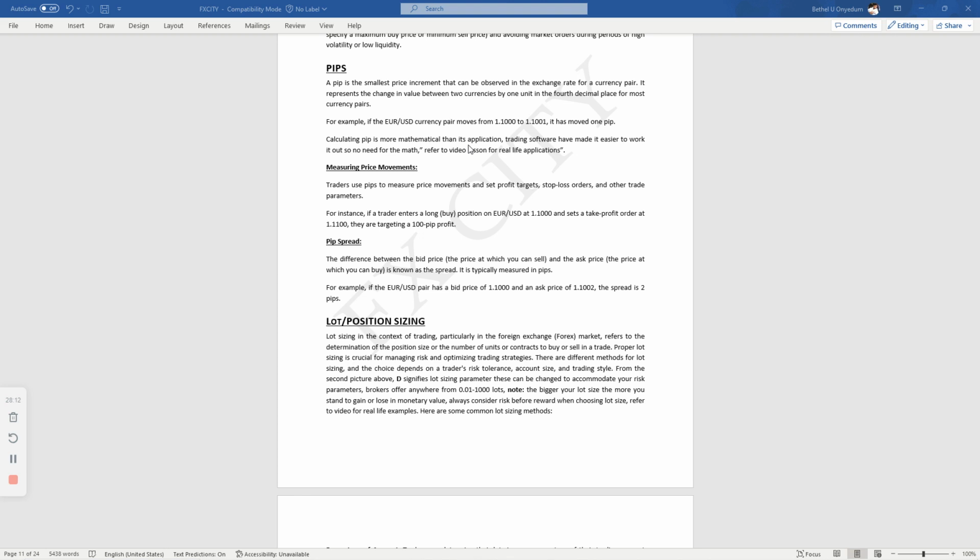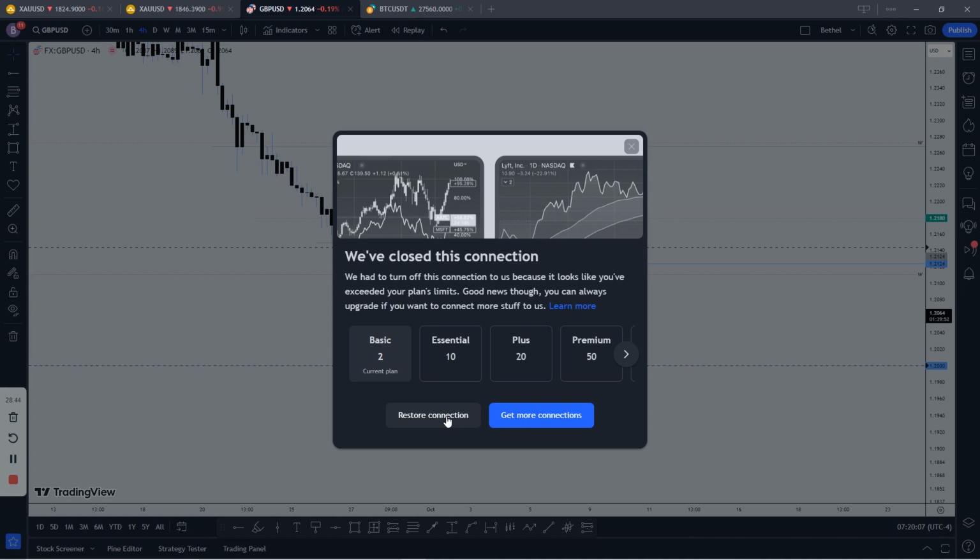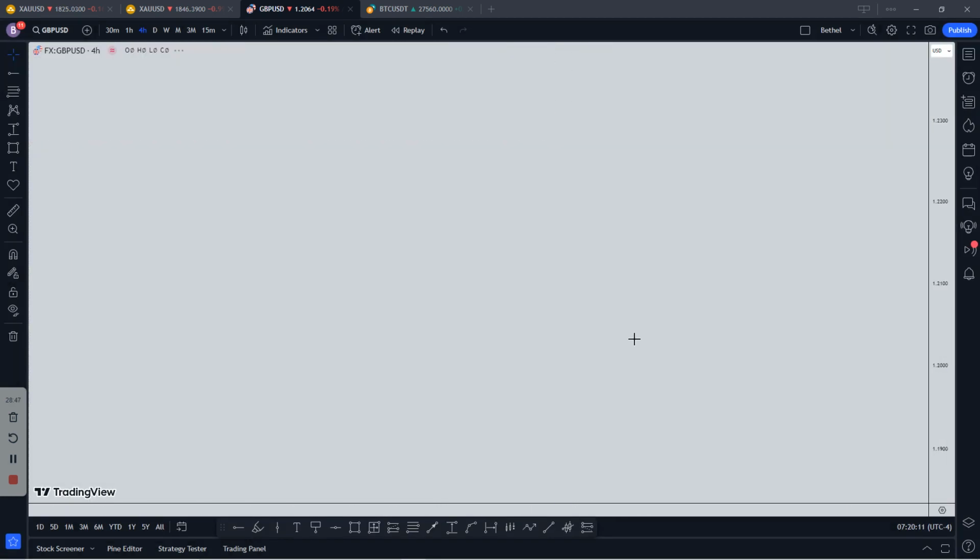So if this turns from 1.100 to 1.110, that's actually 10 pips. So you're up 10 pips or you're down 10 pips. There's no need to start trying to calculate how to do your pips. TradingView has already made it in such a way that it calculates your pips. So let me show you TradingView.